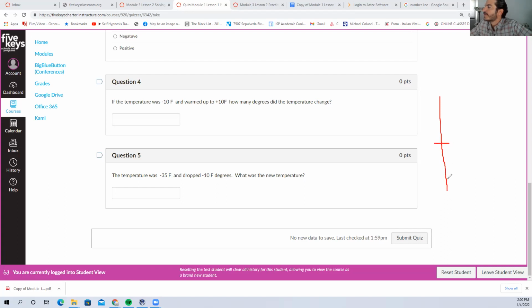So the temperature was -10 degrees, and warmed up to +10 degrees. So I have 10 units from 0 here. I have another 10 units from 0 here. All in all, that's going to give me 20 units.